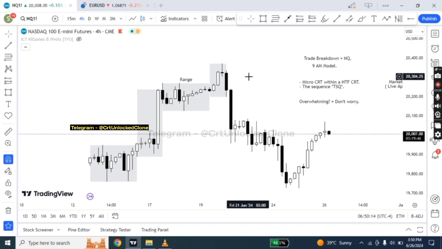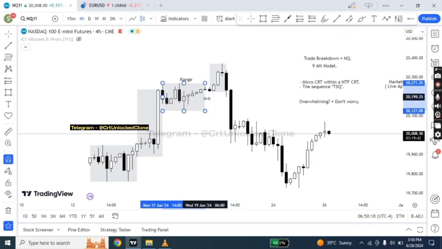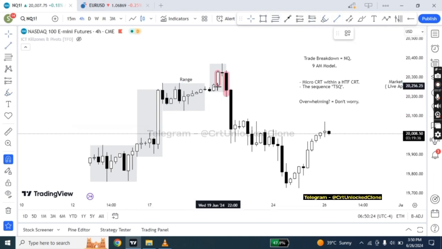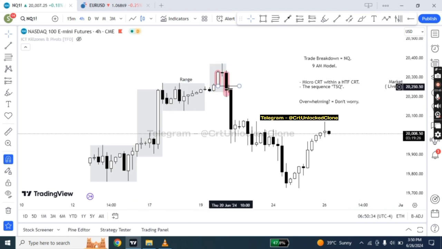In this case we got a manipulation profile, and that manipulation profile ended once this candle right here closed below this candle. The reason this candle has so much significance is because this is the candle that dug above this range high right here, and then this candle closed below that candle, so that one became our order block and a confirmation occurred and the manipulation profile ended.